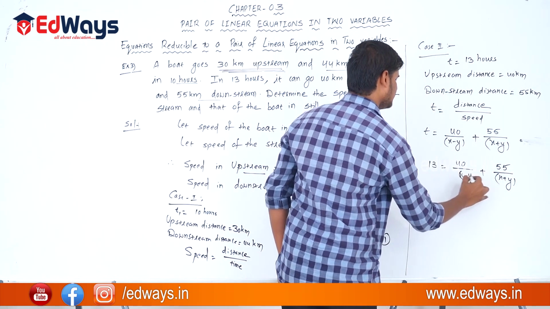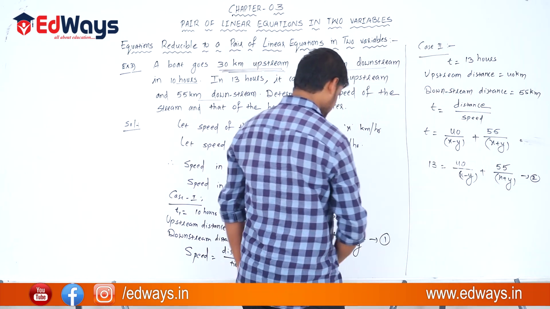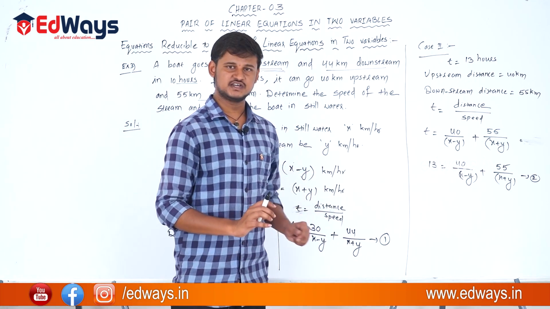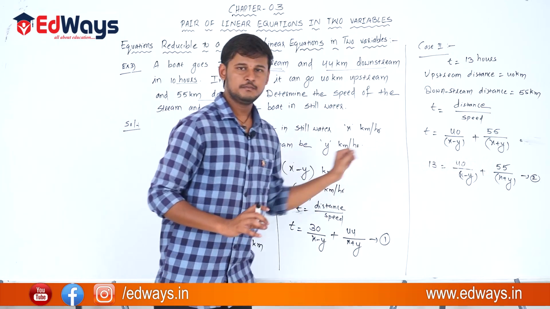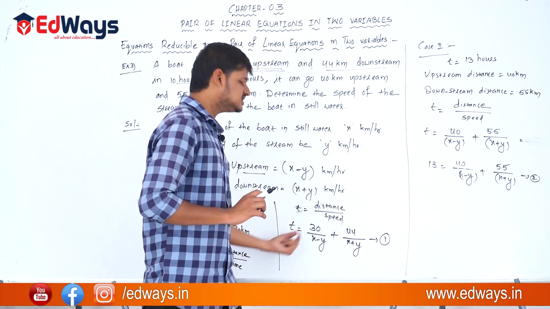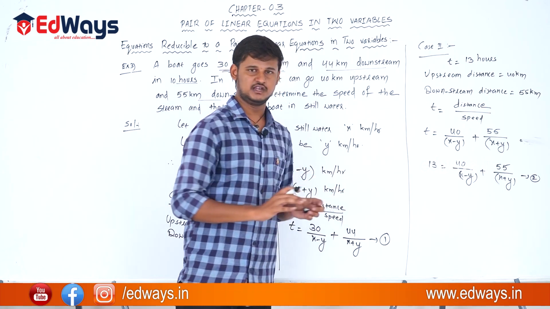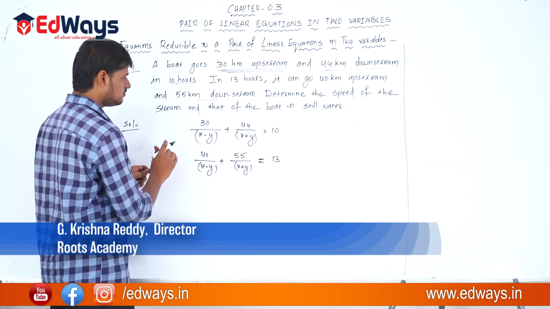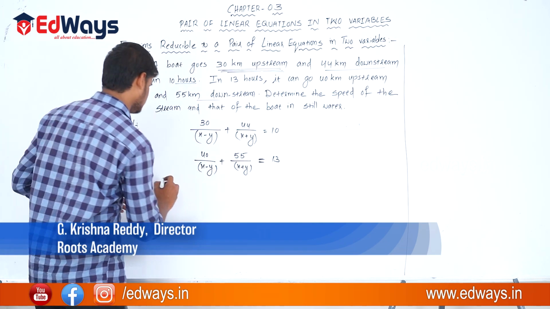So these are the equations we got. This is the first equation and this is the second equation. Now let us solve these equations. These are equations reducible to a pair of linear equations. We have to reduce these equations to a pair of linear equations to get the x and y values. So these are the two equations we obtained, right? Now we have to do the normal procedure like we did in the earlier problems.